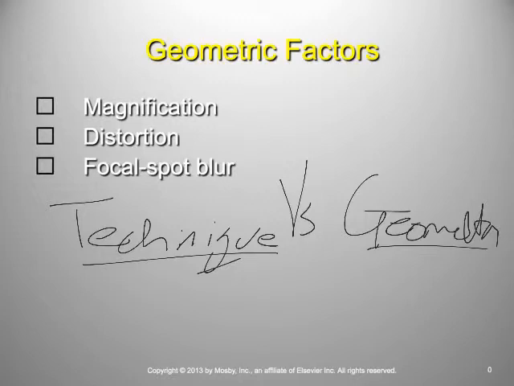But as I start to decrease that SOD, and so I'm increasing my OID, my object to image distance, this thing's going to start to get big, right? So now I still have the same long SID, but now I have a shorter SOD, source to object distance. So I've magnified it, right?